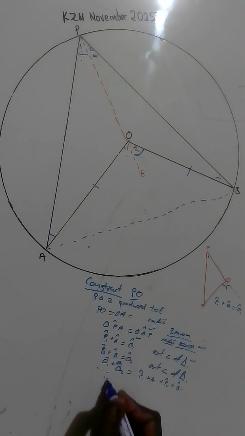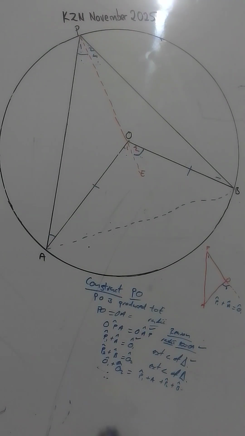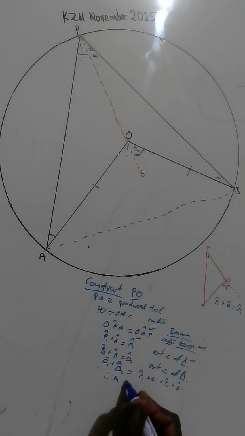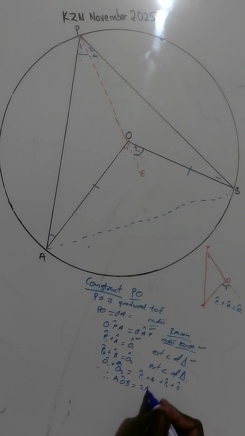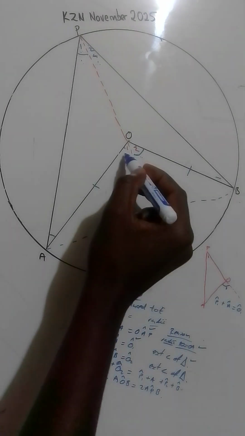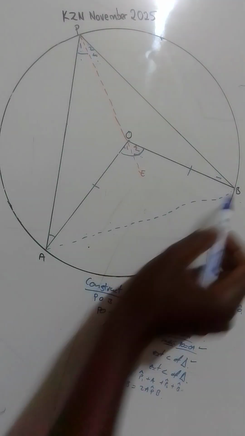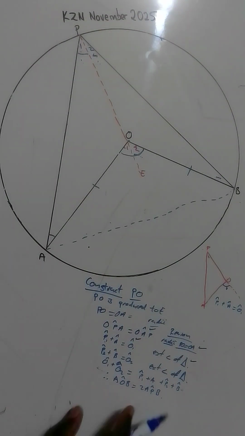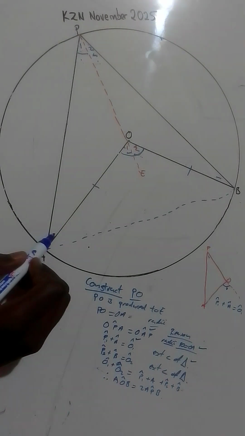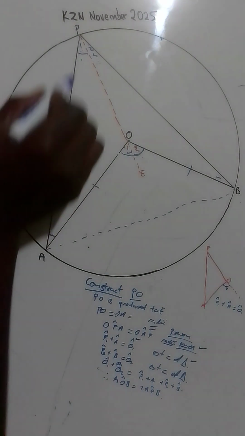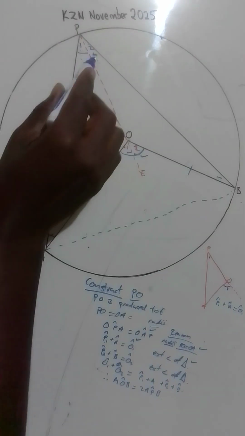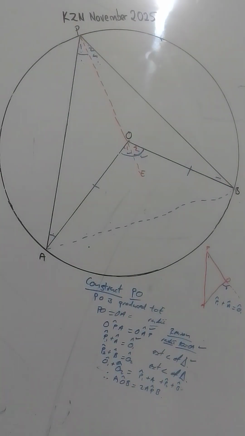Then I can conclude that, therefore, what I was asked to prove earlier on, I can say now angle O B is equal to 2 times angle P B. We are simply saying that angle O B is 2 times bigger than angle P B. It's 2 times bigger. We've seen that a single angle here is equal to 2 angles combined. A single angle there is equal to 2 angles combined, which proves our theorem, right?